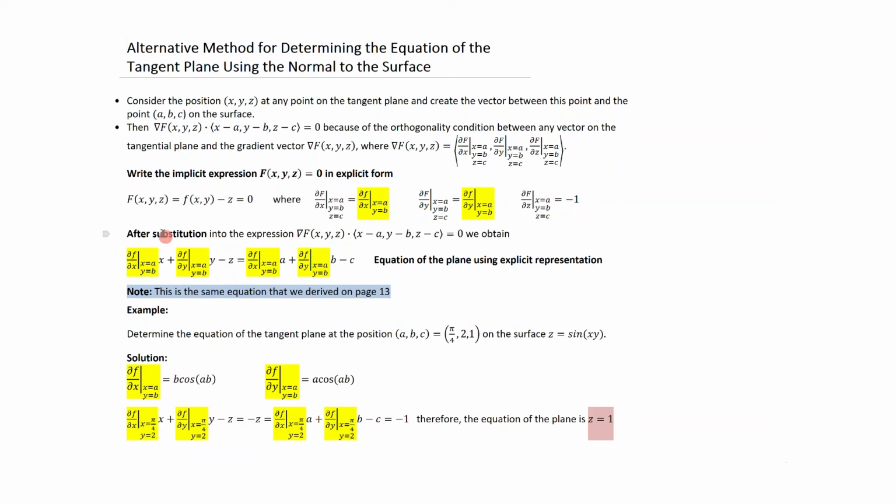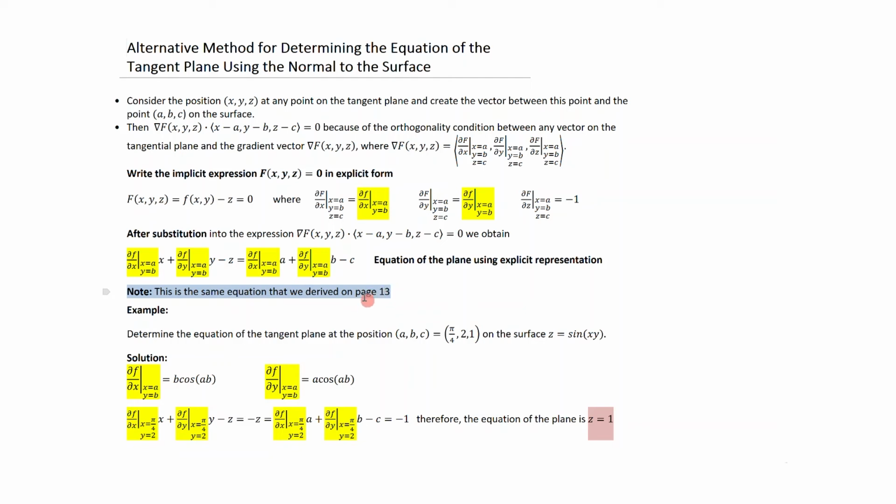All right, so now we make the substitutions of these expressions into the expression that we had previously, which is up here, and carry out the calculations. If you manipulate things so that all terms involving variables are on the left side and everything involving constants is on the other side, then we end up with this expression right here. This is the equation of a plane using the explicit representation. So essentially, we have gotten to the same result as what we derived on page 13.